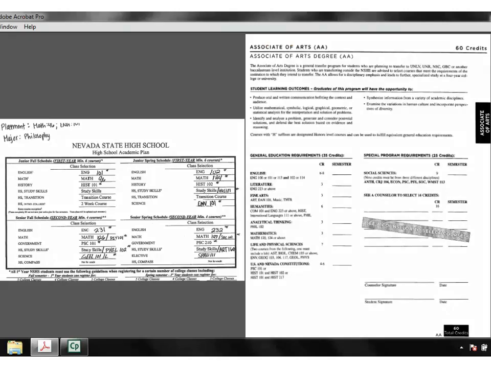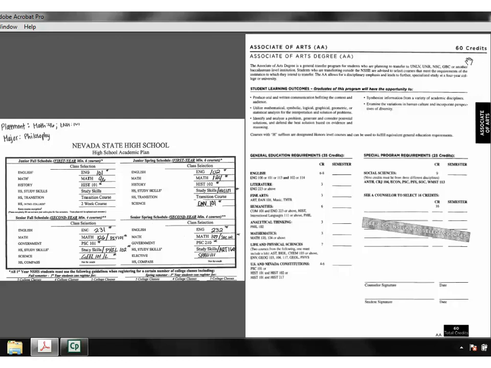For our first example, we're going to take a look at a student whose major is philosophy with a math placement of 96 and an English placement of 101. On the left, we see this student's Nevada State High School academic plan with all the classes taken the junior and senior year. On the right, we see the Associate of Arts degree, or AA, at CSN.